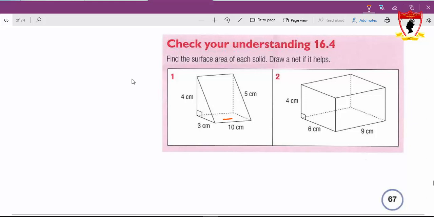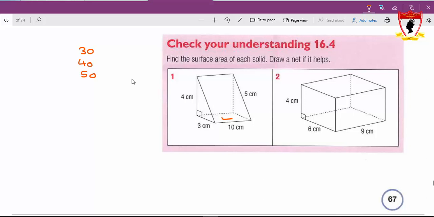So let's take this rectangle. It's 3 by 10, so its area is 30. 3 times 10 is 30. Then behind, we have a rectangle which is 4 by 10. 4 times 10 is 40. Then the front is another rectangle which is 10 by 5. 10 times 5 is 50. Now we have the area of 3 faces. We need to find the area of 2 more faces.